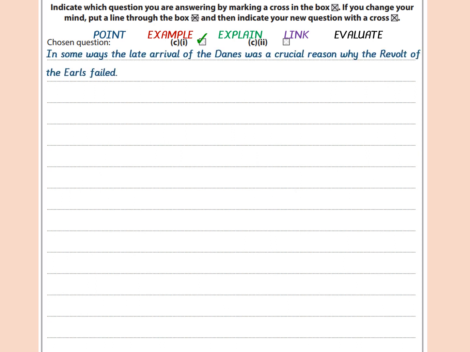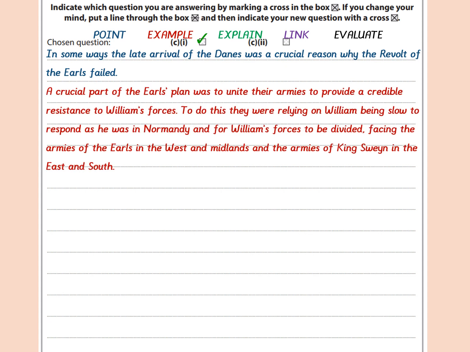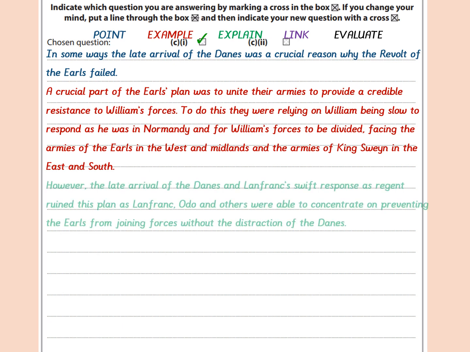Firstly, my point. In some ways, the late arrival of the Danes was a crucial reason why the revolt of the Earls failed. A crucial part of the Earls' plan was to unite their armies to provide a credible resistance to William's forces. To do this, they were relying on William being slow to respond as he was in Normandy, and for William's forces to be divided, facing the armies of the Earls in the west and the Midlands, and the armies of King Sweyn in the east and south.